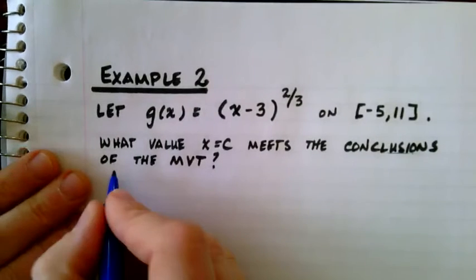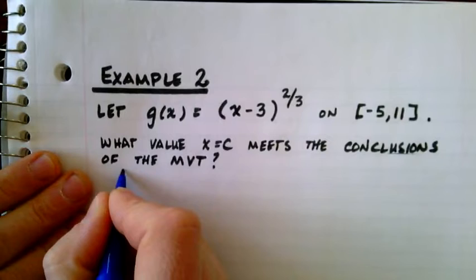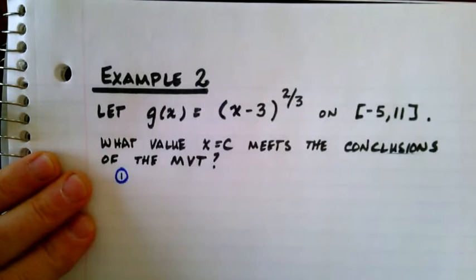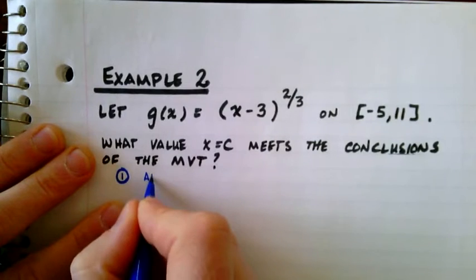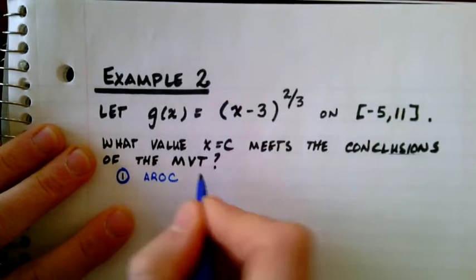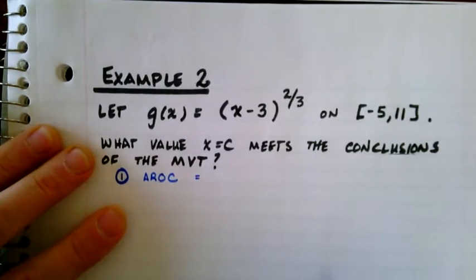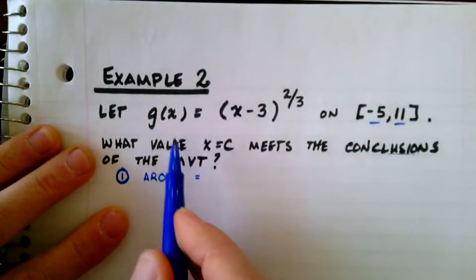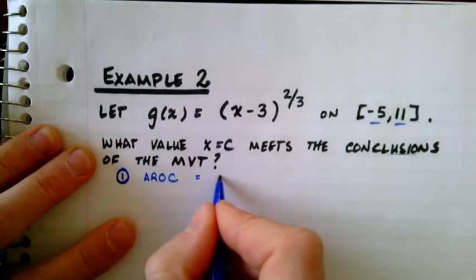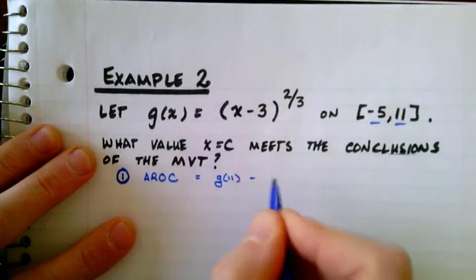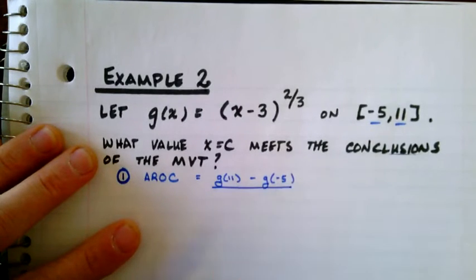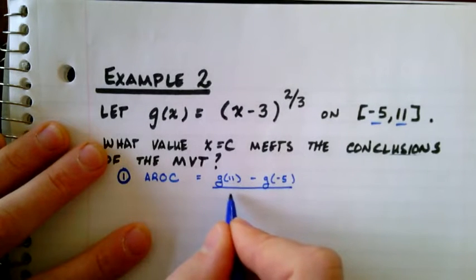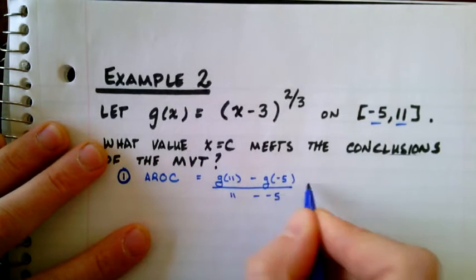Now, I know that you're not usually going to do these problems using a graph, so let's try to do this one without. So remember what the first step is. It's to find the average rate of change. And how would we do that? Well, we would take this and plug them in here. So that's g of 11 minus g of -5, all divided by 11 minus -5.